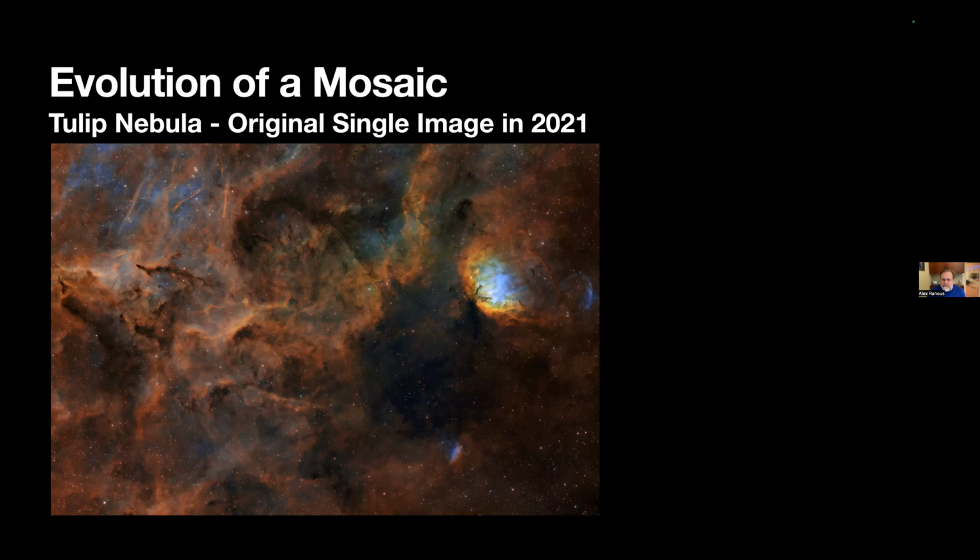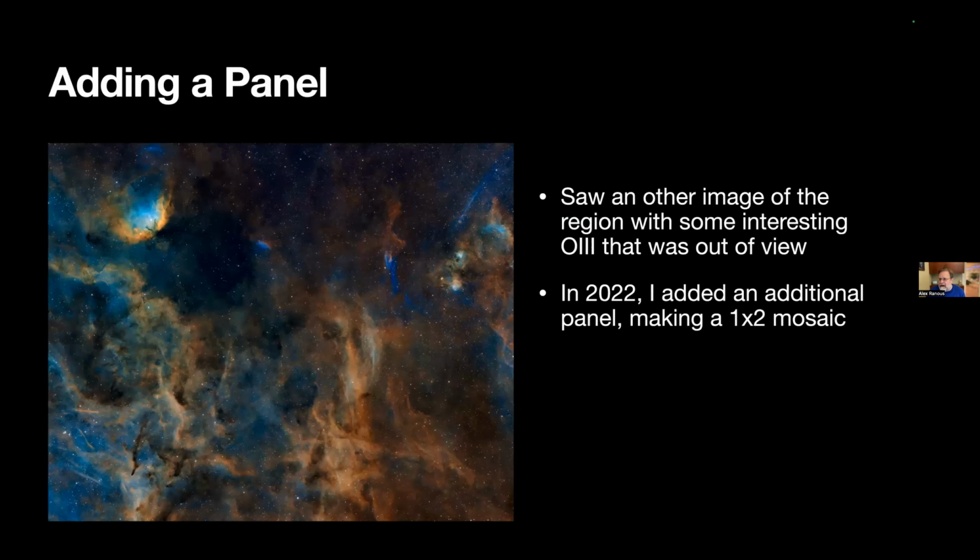But then the following year, I saw a really nice image by another imager on Astrobin, and it had a wider field of view. And there was all this cool O3 stuff off to the side. So I decided, oh, I want some of that. So I added 1 panel onto my existing image. So now I have a 2-panel mosaic, and I picked up this little detail.